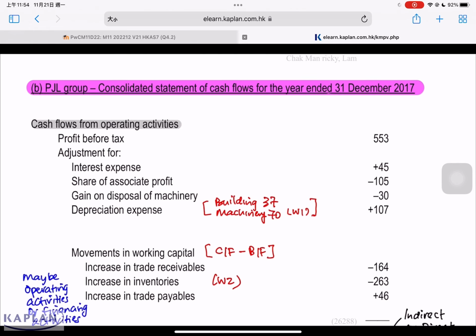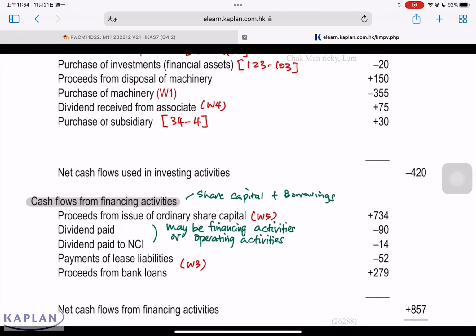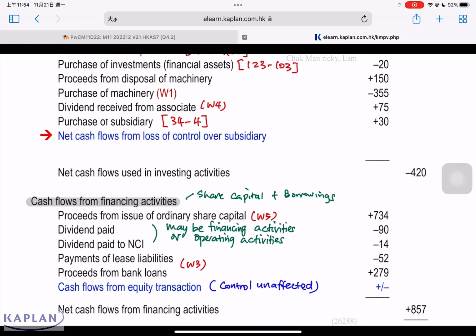For this question, the statement of cash flow involves the acquisition of a new subsidiary. However, it can also be a disposal of a subsidiary. If it's a disposal of a subsidiary that does not affect control, the cash flow will be part of the financing activity. Treat this as an equity transaction. The plus minus of the cash will be part of financing activity. This is what the question asks for part A. If it results in loss of control over the subsidiary, then the cash flow will be part of the investing activity.